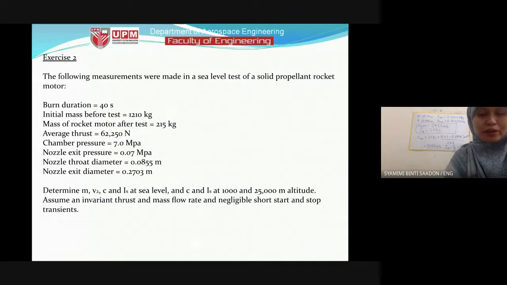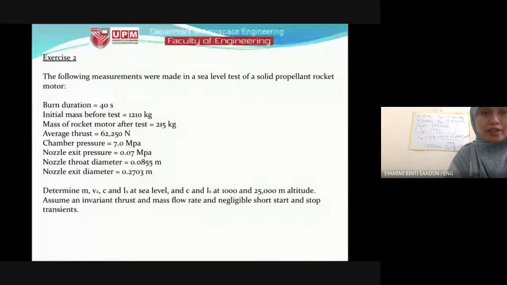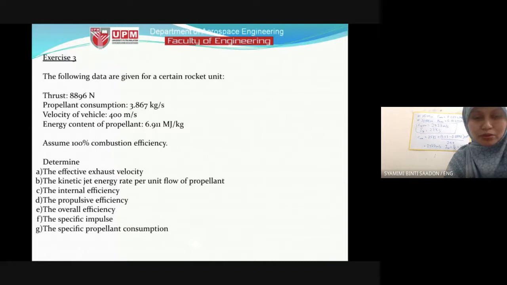Okay, so there's one exercise left that you can do by yourself. The following data: we have thrust force, propellant consumption, meaning the mass flow rate of the propellant, the velocity of the vehicles, the average velocity, and then we have the energy content, because we need to calculate efficiency this time. The equation for efficiency is given in the lecture slides. Otherwise, the definition is the same.